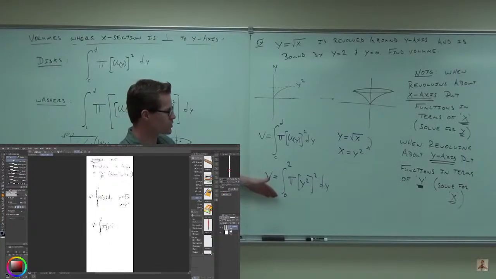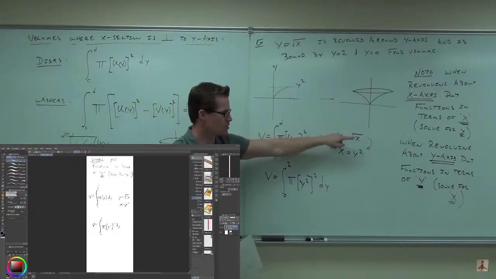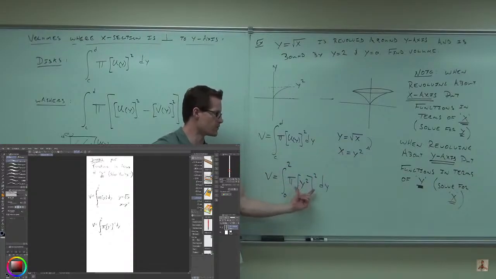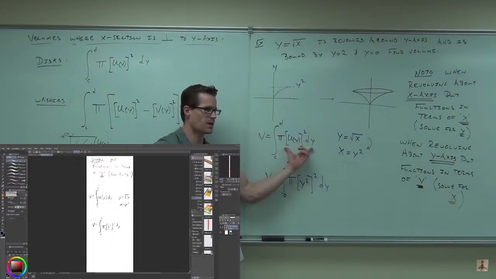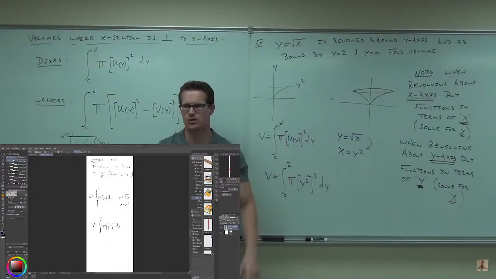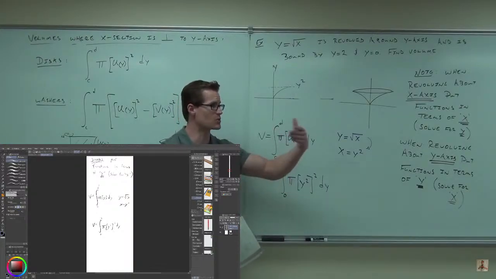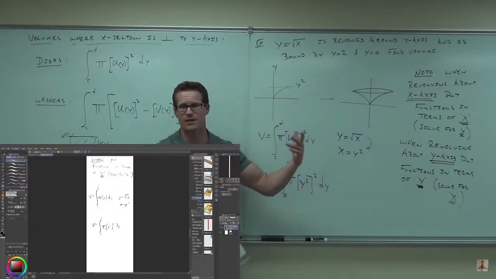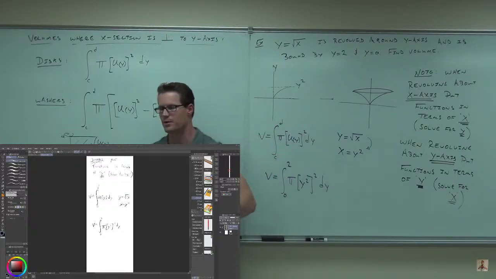So these are in terms of y. Y equals 0, y equals 2. That's not a problem. We put this one in terms of y. That's our y squared. We fill out our formula. Now, why do we have discs and not a washer? We only have one function. There's nothing between them, so we can use the disk method just fine. There's not another function to take away volume from it.